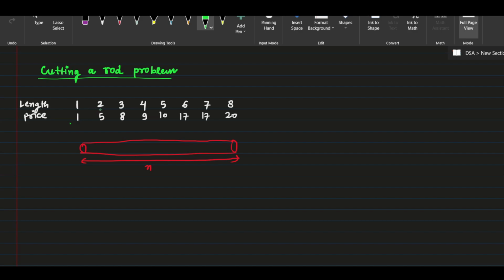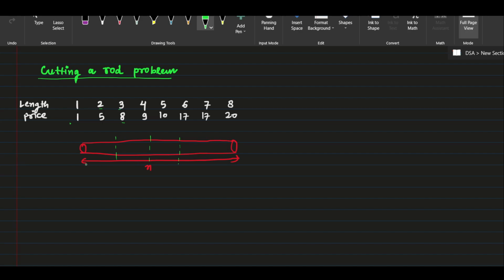This is the price of a rod of length 2. This is the price of a rod of length 8. So this is the price given. What we want is to cut this rod in such a way that we can get the maximum profit out of this rod.